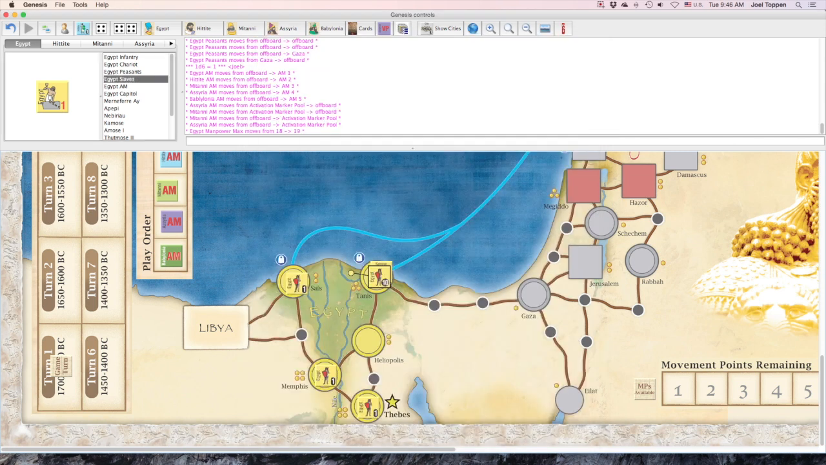Maintenance. You have to pay maintenance for chariots. There's no chariots now, but if you do have chariots, you have to pay 3 money to maintain them. They're a lot like fleets were in Pax Romana. You have to pay maintenance on it. 3 money to retain chariots. And that's also when you would remove your excess infantry. Then you can raise new units.